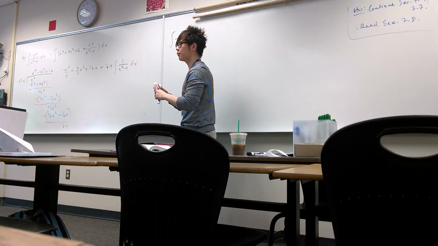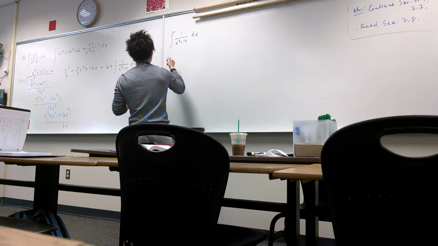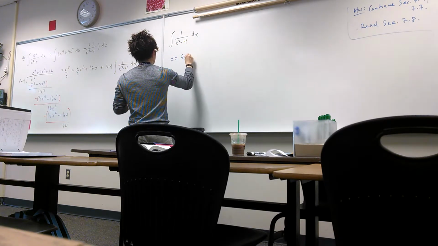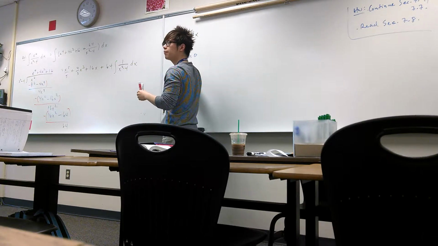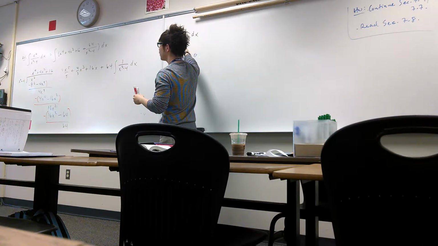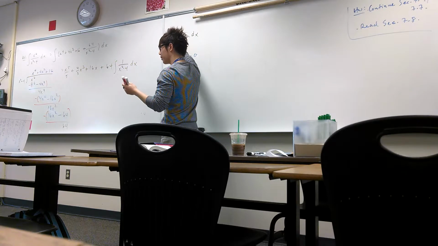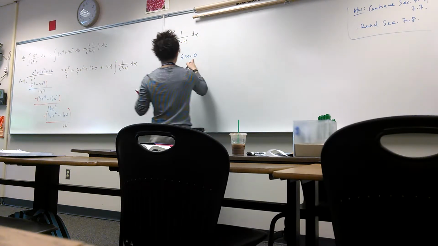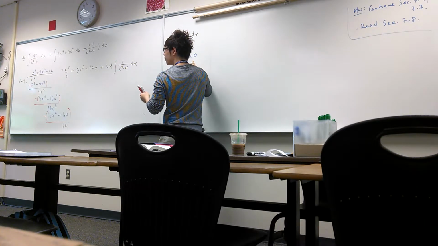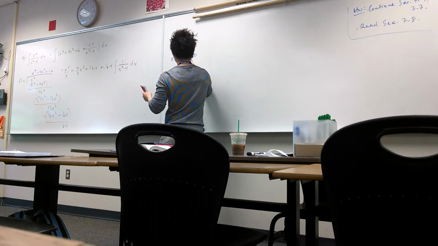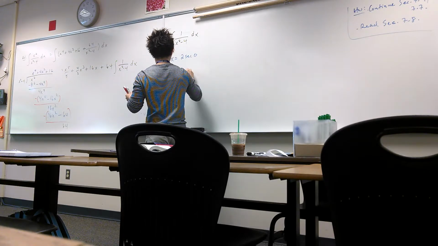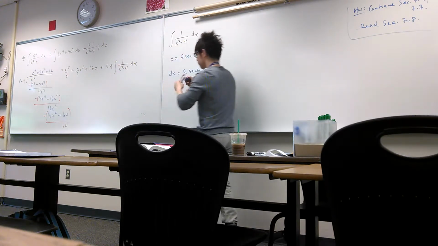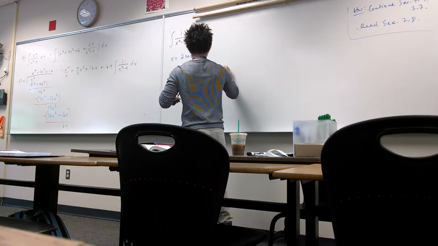So trig sub, if I do trig sub on this one, what would your substitution be? 2 secant theta. Where did the 2 come from? a, and then it's x squared minus a squared, right? So dx is 2 times the derivative of secant, which is secant tangent, okay, d theta.